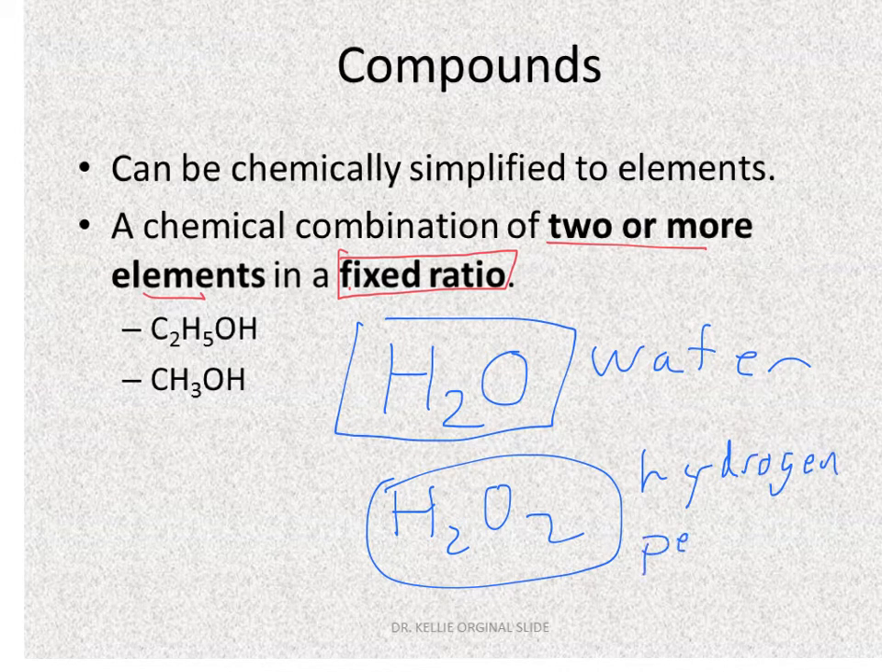hydrogen peroxide. By the way, that stuff you buy at the pharmacy, it's only 3% hydrogen peroxide. And that's enough to bleach your hair and cleanse your wounds, right? You can imagine what the concentrated stuff does to you.